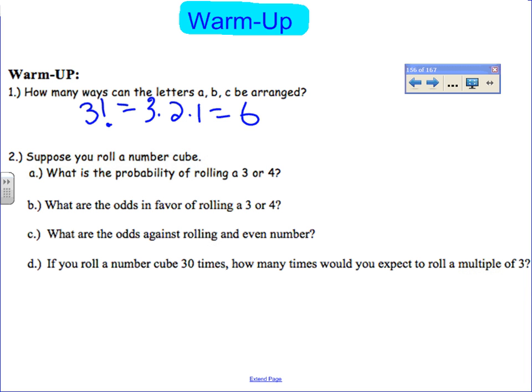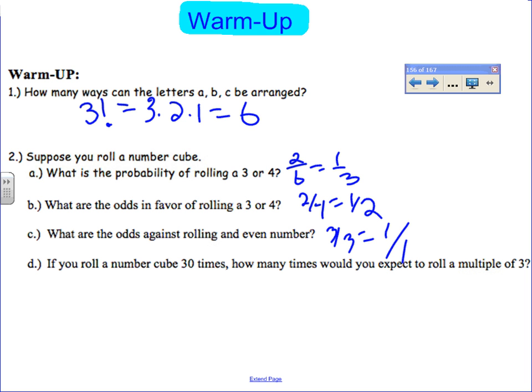Okay, 2A, what is the probability of rolling a 3 or a 4 on a 6-sided number cube? Abigail. Good. 2/6 or 1/3. Part B, Josh, what are the odds in favor of rolling a 3 or a 4? Good. 2/4 or 1/2. Part C, Skylar, what are the odds against rolling an even number? Good job. 3/3, which is the same thing as 1/1.